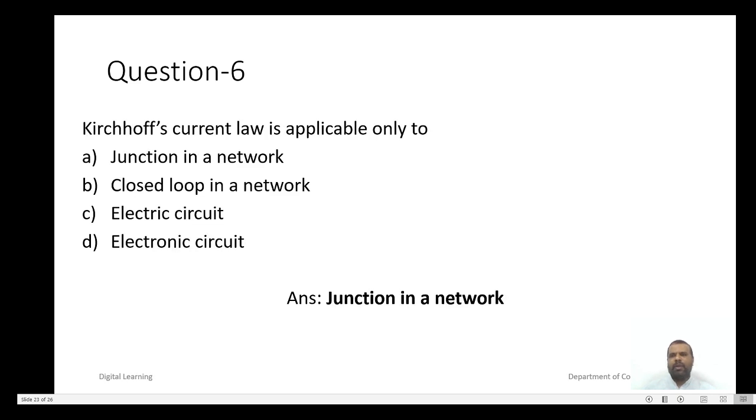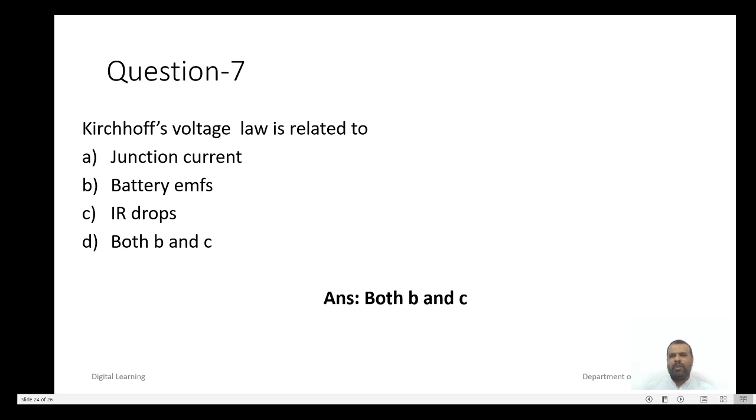Question number 6. Kirchhoff's current law is applicable only to: A. Junction in a network, B. Closed loop in a network, C. Electric circuit, D. Electronic circuit. The correct answer is junction in a network. Question number 7. Kirchhoff's voltage law is related to: A. Junction current, B. Battery EMF, C. IR drops, D. Both B and C. The correct answer is both B and C.